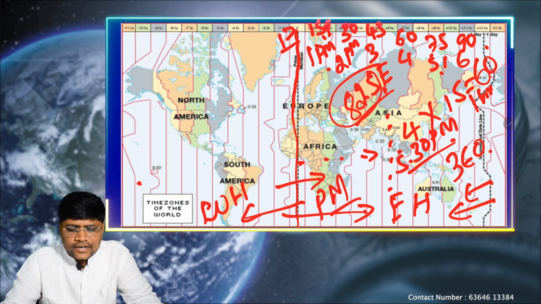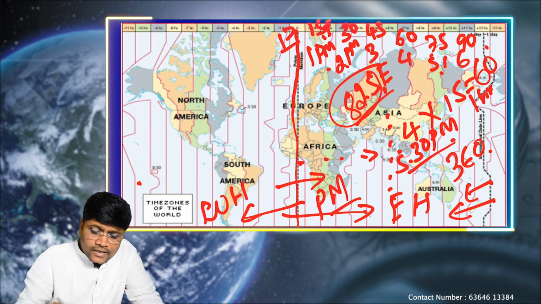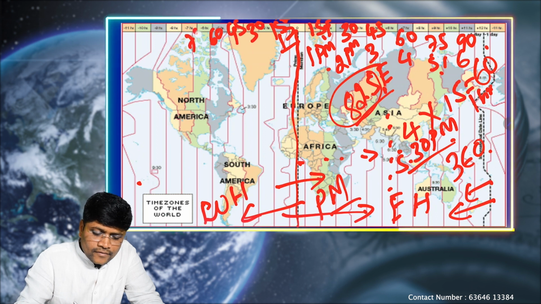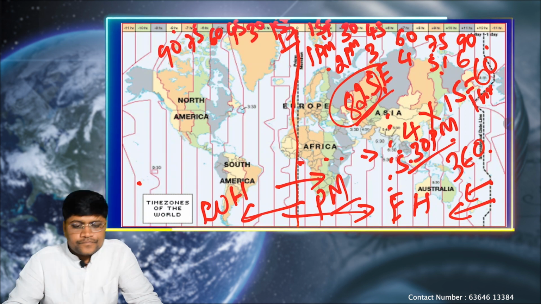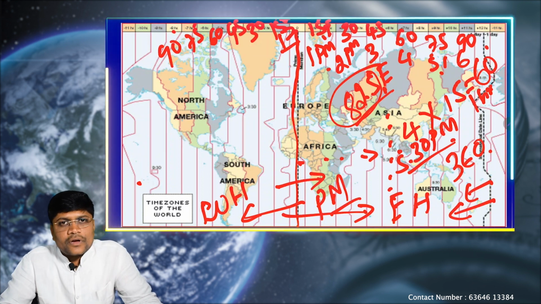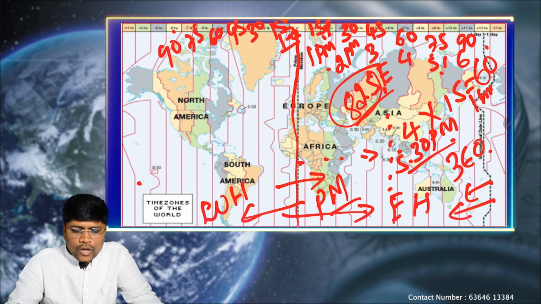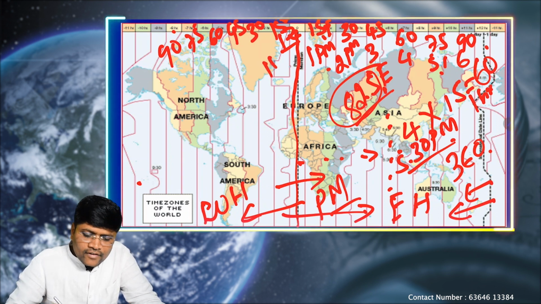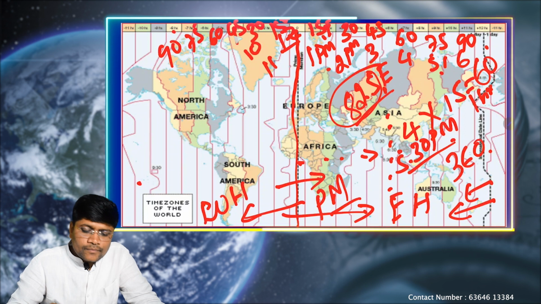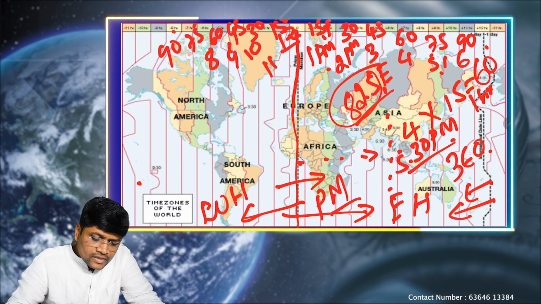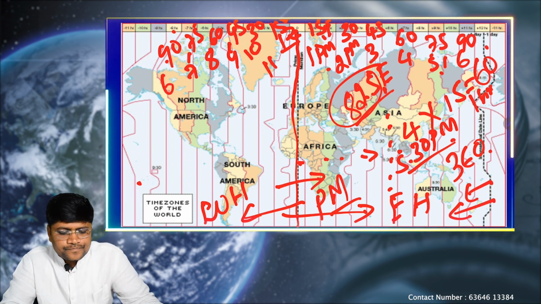In the opposite condition, in the western hemisphere, we have 15 longitude west, 30, 45, 60, 75 and 90. So again, in the western hemisphere, for every 15 longitudes, 1 hour of time decreases. Again, here it is 12 noon. At 15, it will be 11 a.m. At 30, it will be 10 a.m. At 45, it will be 9 a.m. At 60, it will be 8 a.m. At 75, it will be 7 a.m. And at 90, it will be 6 a.m.